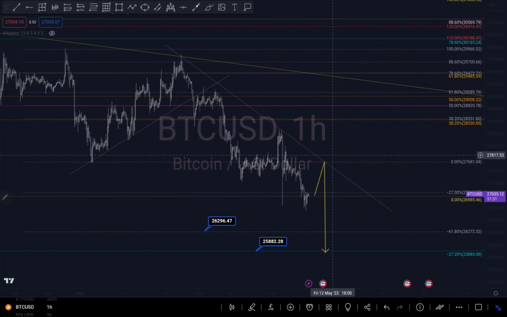But as of this current price action, I see it getting to the trend line, and we might see a possible reversal around that trend line before we push to the downside and see what the price is going to do next. So this is just my quick and short analysis on Bitcoin.